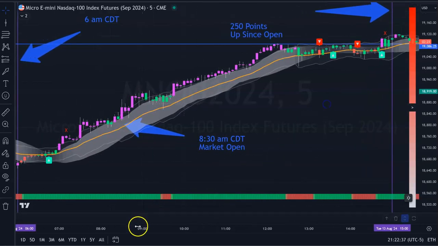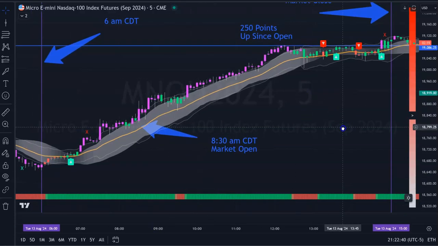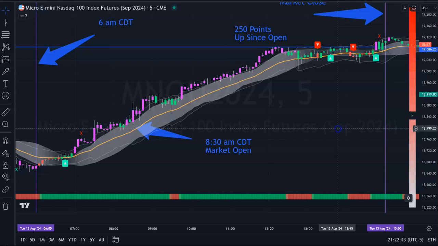So let's just narrow it down just a little bit. We had so much distance on this chart today that it's hard to fit it all onto one screen. It's really, really crazy. So this is 6 a.m. and this candle right here represents the New York Open at 8:30 a.m. Central Daylight Time, which is my time district.